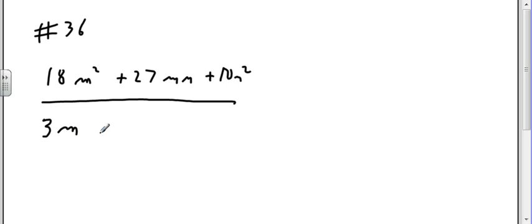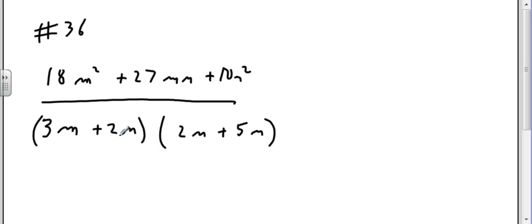Okay, so this guy's 3m plus 2n, and he's going to be 2m plus 5n. Okay, so I got 10n squared, I got 6m squared, I've got 15 plus 4 is 19. Okay, so I factored him right. I'm going to go times.